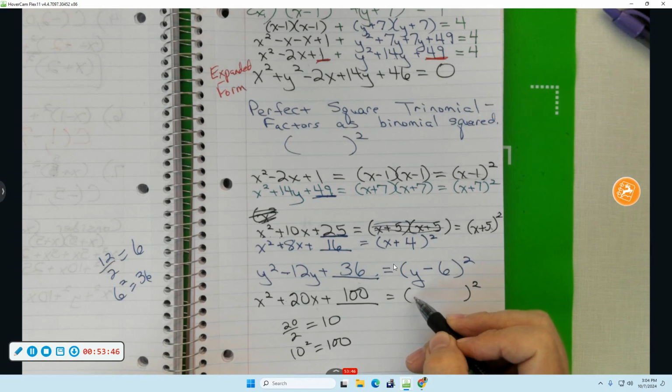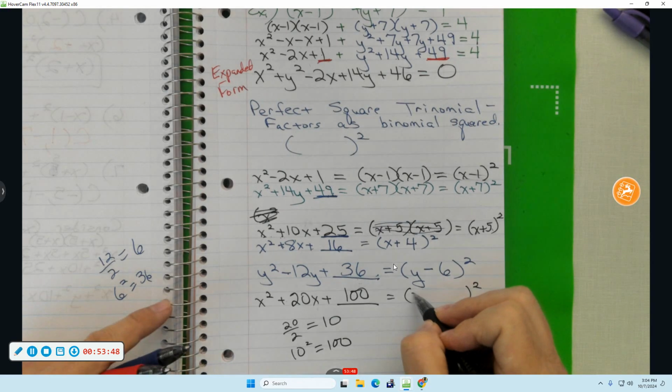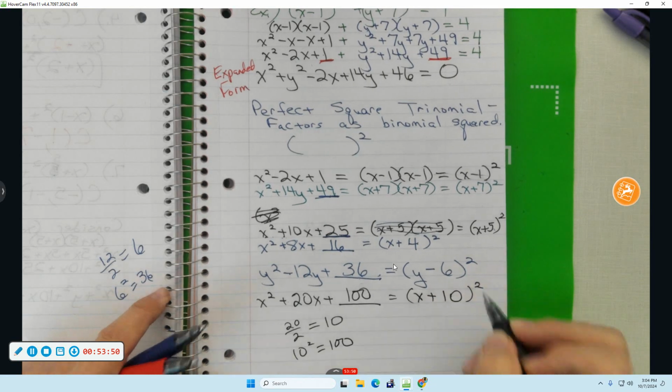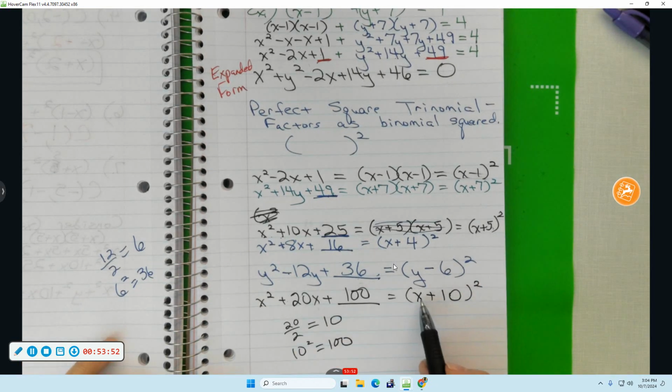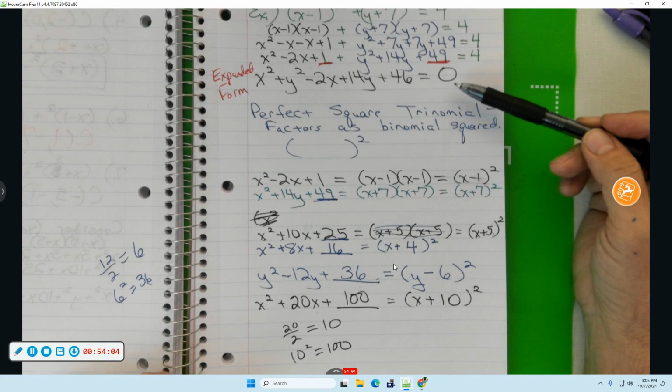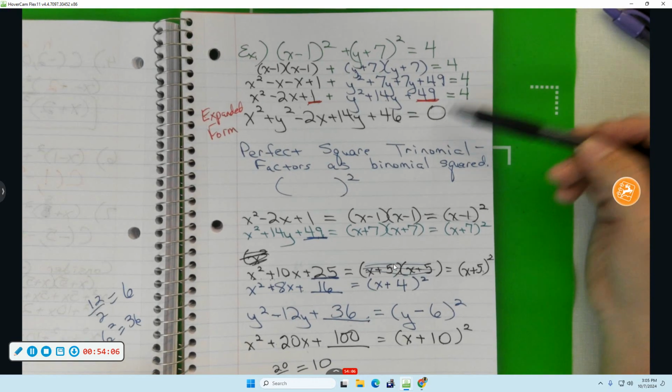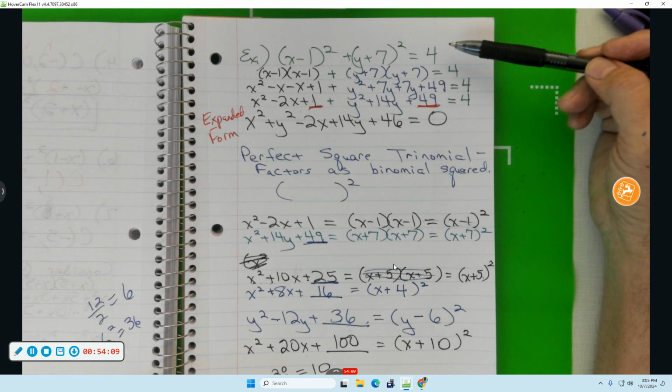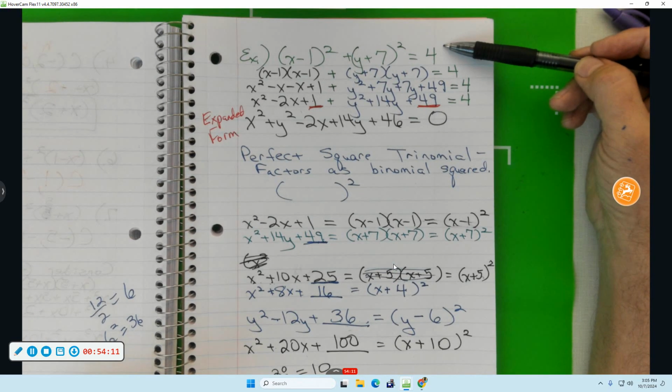I couldn't hear you. I agree. x plus 10. Variable was an x. That first sign was a plus. Half of 20 was 10. And that's how we're going to take these standard forms and convert them back to center radius form.